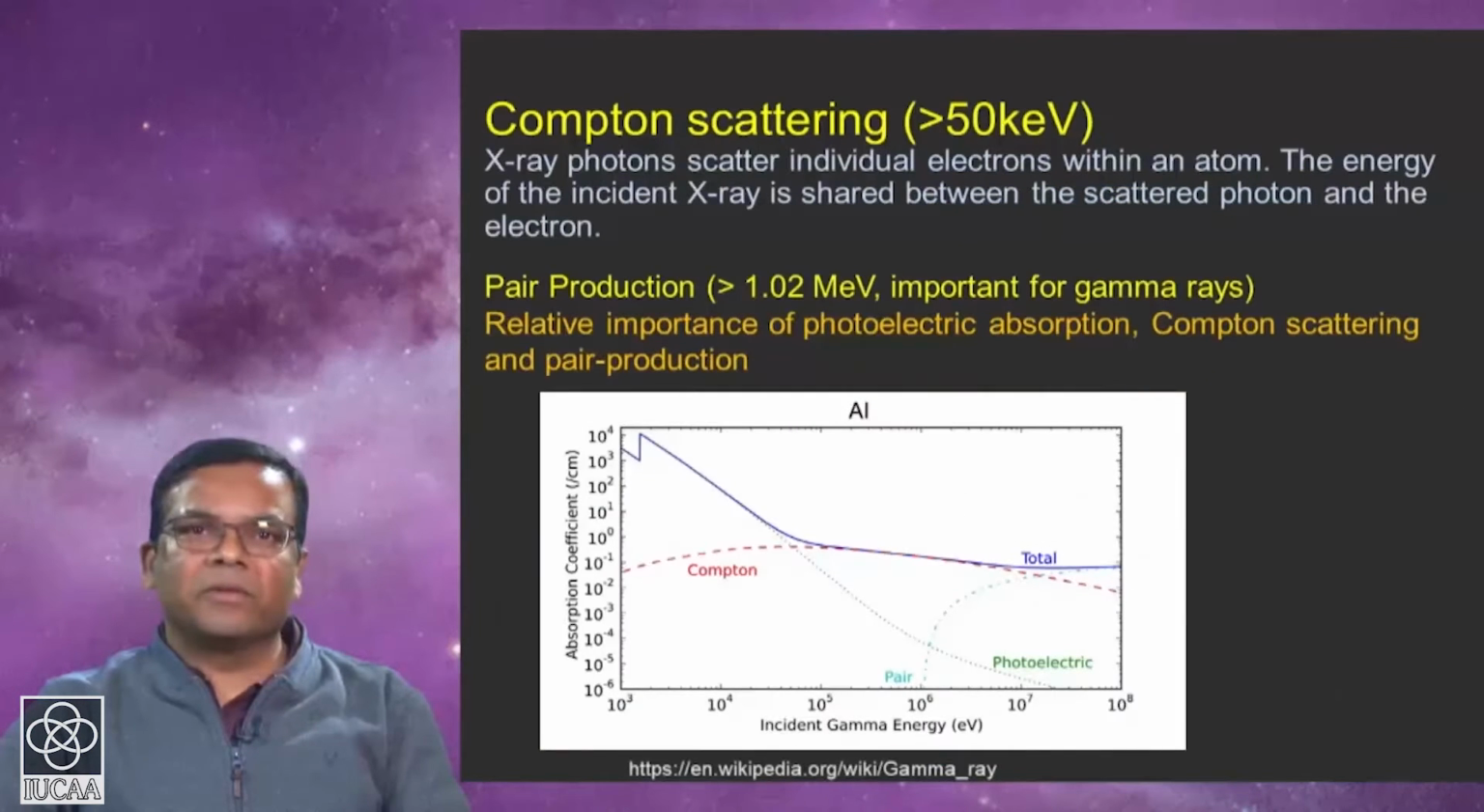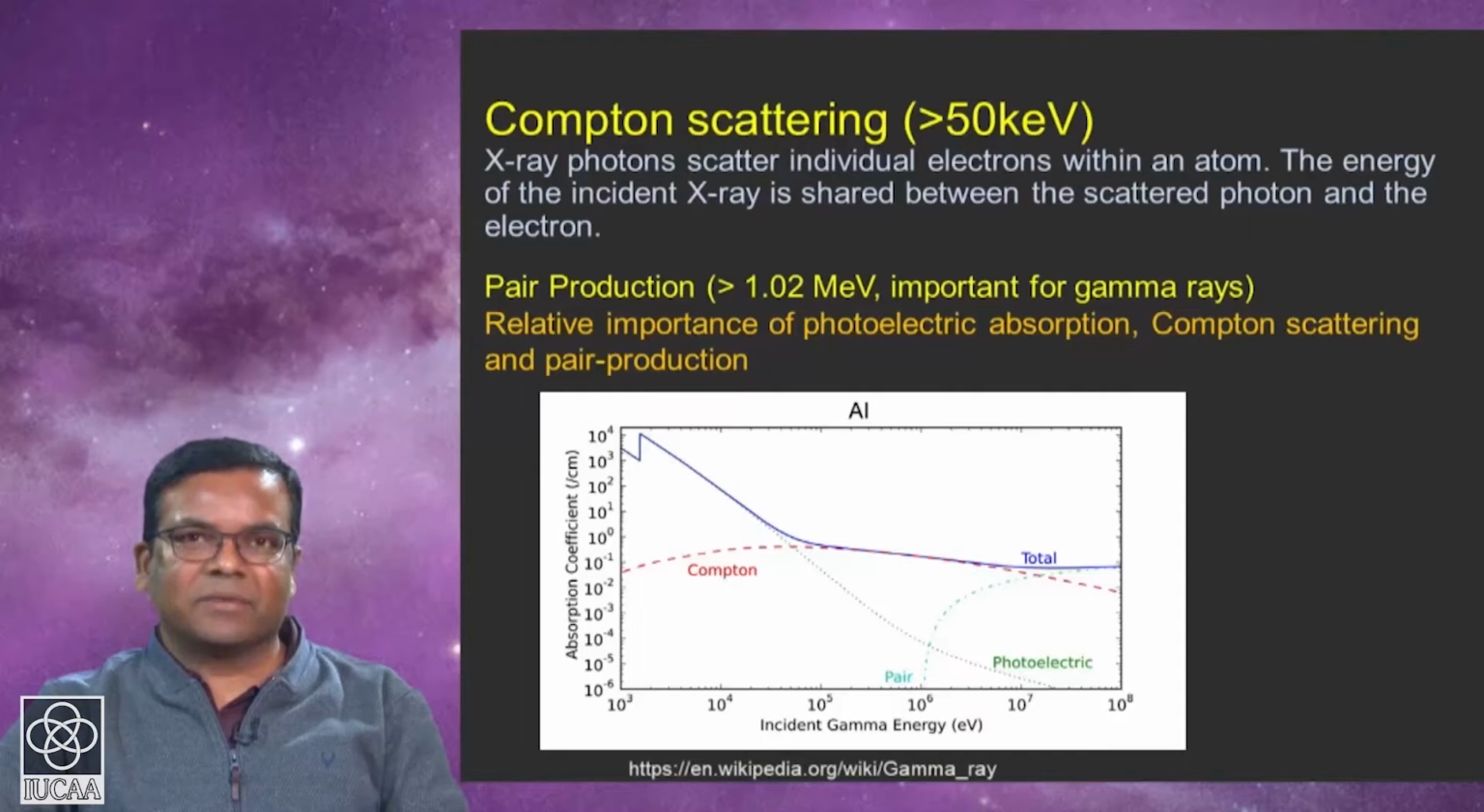In addition to photoelectric absorption, the other important process in the X-ray band is Compton scattering, particularly above 50 keV. In this process, X-ray photons scatter off individual electrons within an atom. The energy of the incident X-ray is shared between the scattered photon and the electron. This figure shows the relative importance of these processes, photoelectric absorption and Compton scattering.